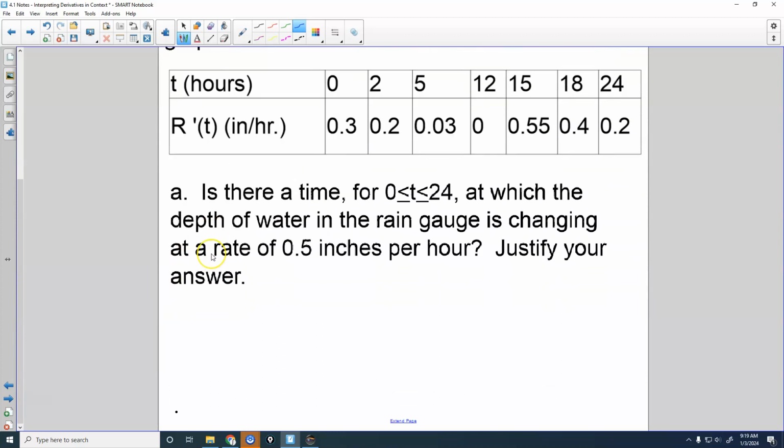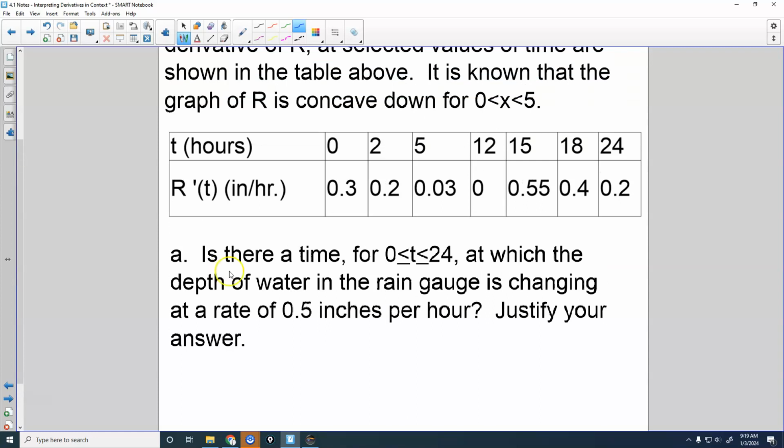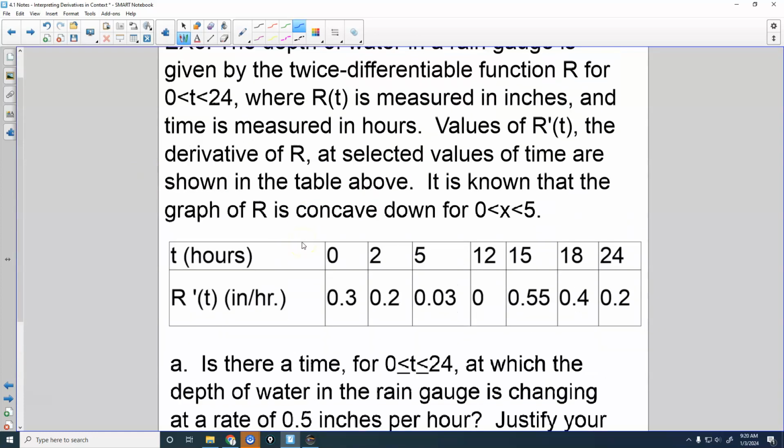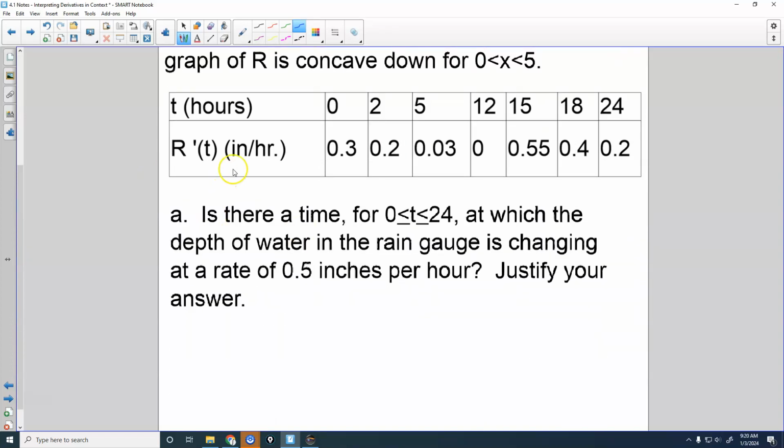So at first it says, is there a time between 0 and 24 at which the depth of the water in the rain gauge is changing at a rate of 0.5 inches per hour. So first of all, it's twice differentiable, right? So that means that we can take the derivative twice and that we're continuous in this case. It says, is there a time at which the depth of the water in the rain gauge is changing at a rate of 0.5? So what would equal 0.5 here? Would it be R of t, R prime of t, R double prime? What's it asking?